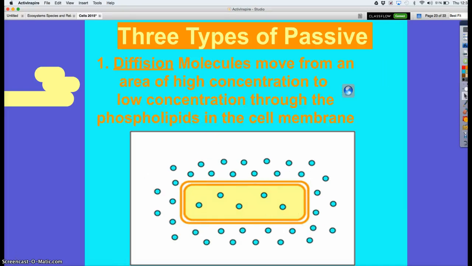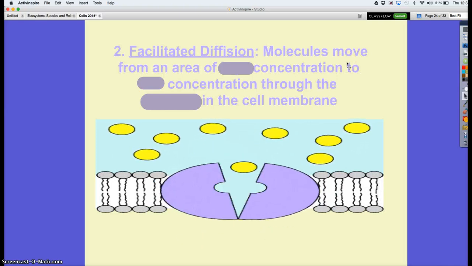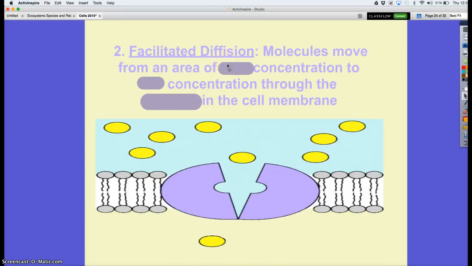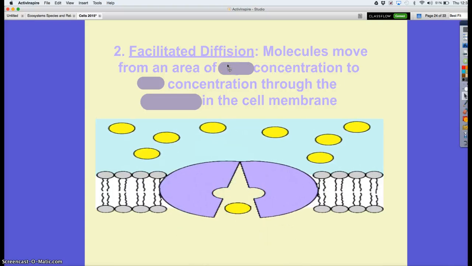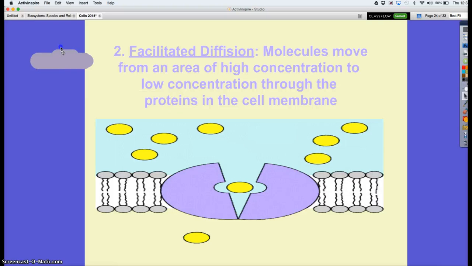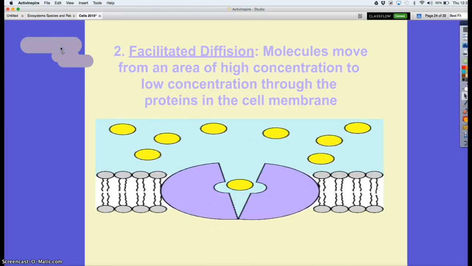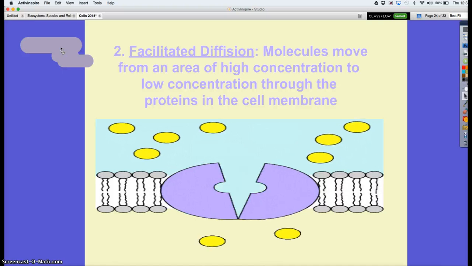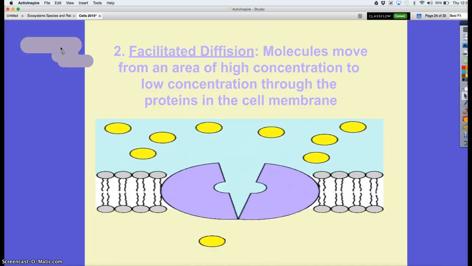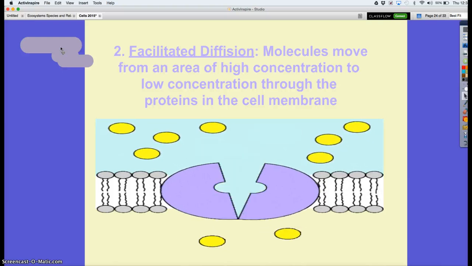If we look at the next one, where are the molecules moving through now? So molecules are moving through the protein from high to low or more to less. Molecules moving from high to low through the protein. The reason it's called facilitated is because the proteins actually assist the molecules through the membrane. They might be too large to go through the lipid layer, or there's some issue, so the protein kind of forms a channel and pushes it through in the right direction.